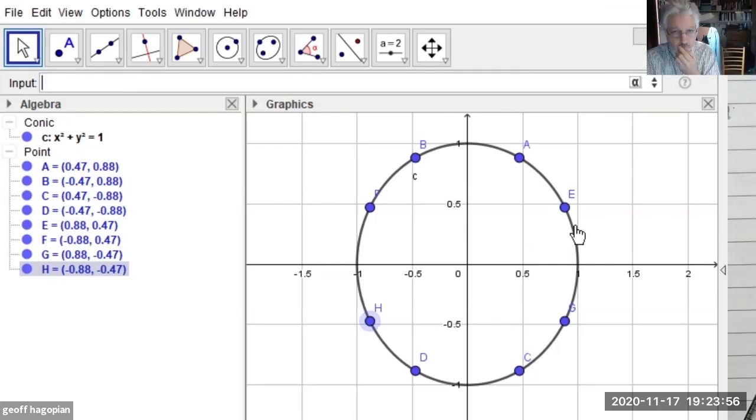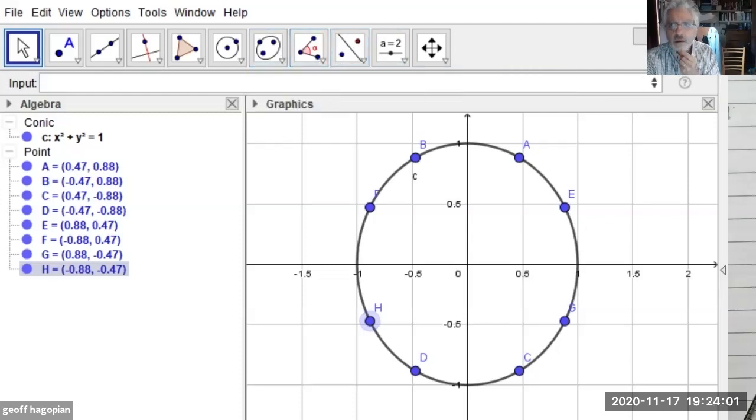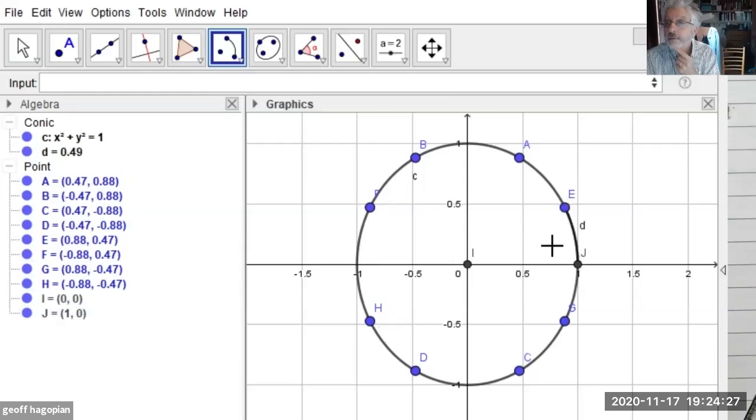And what is this little arc length, right? Can we get an arc length here? Yeah, there's a little menu that comes down here. I want a circular arc. So I'm going to say, give me the point at the center, give me the point that's the intercept there, and give me that. So what is that arc? That's D, which they say is 0.49.